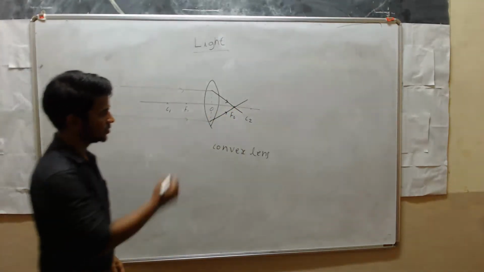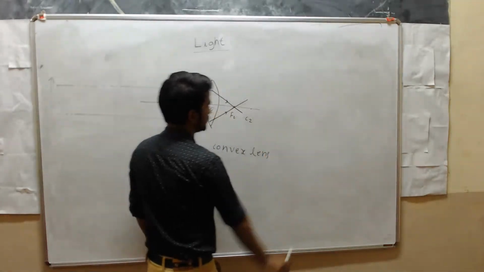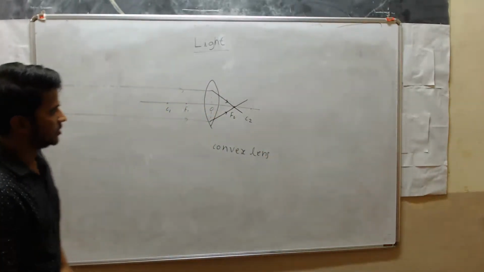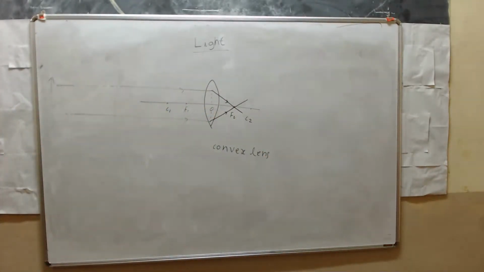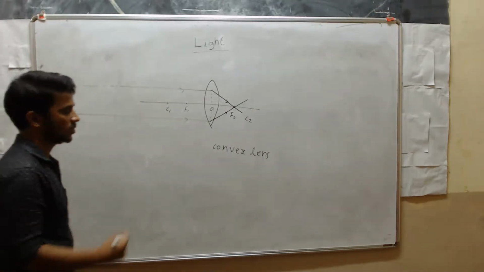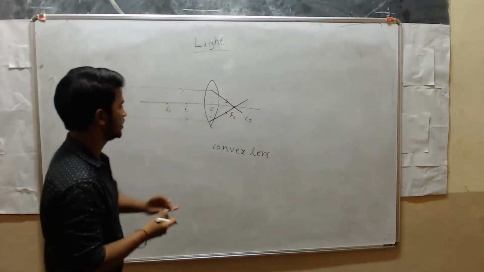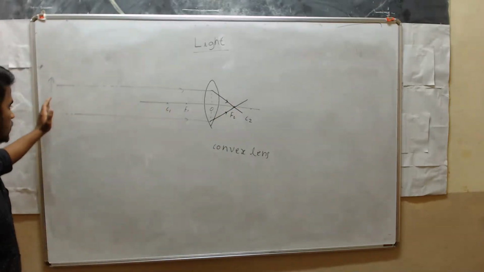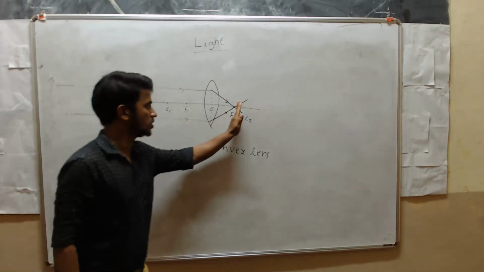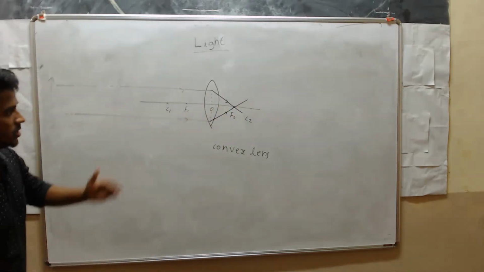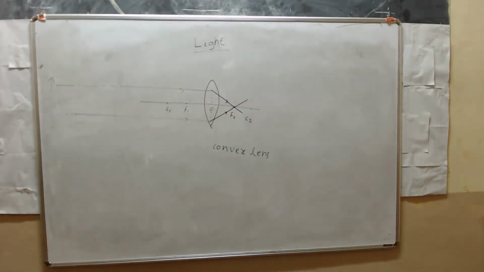Size of the image is very small, right? So point size. The size of the image is highly diminished or point size. Then what is the nature of the image? If you keep a screen here, then you will get the image of this object. Suppose you keep a candle here, then you will get the image of the candle. So the nature of the image is real and inverted.